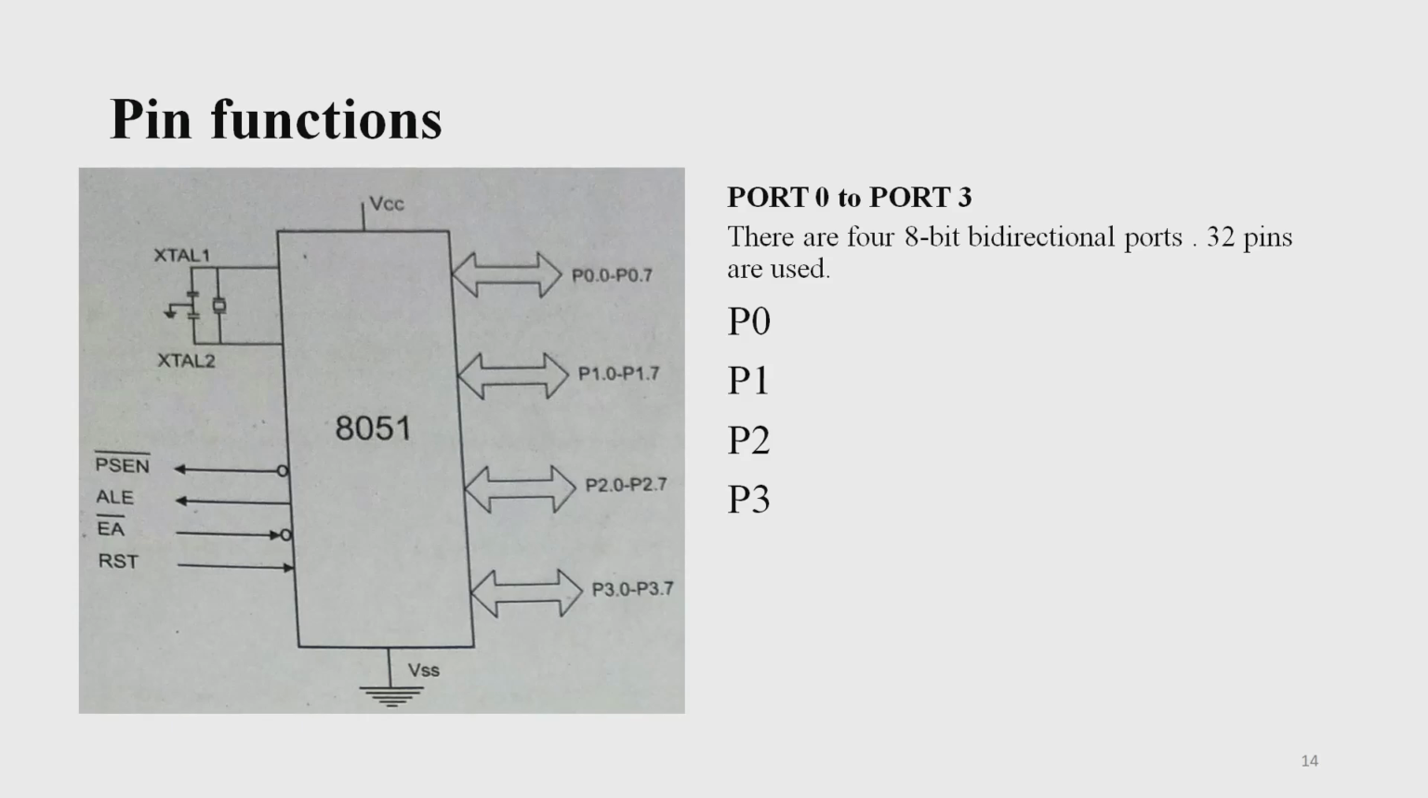This shows the pin out function of the 8051 microcontroller. On the right side of the diagram, it shows the bidirectional ports. We have 4 8-bit bidirectional ports in the 8051 microcontroller and each port has 8 pins. These ports can be addressed as port 0, port 1, port 2 and port 3. So in total, 32 pins are allotted for this pin function.